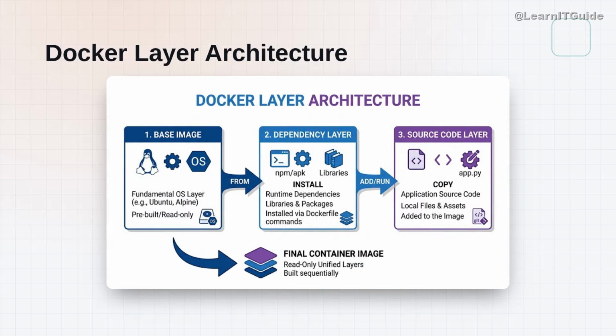Let us look at how this works internally. The base image is your starting point. Next, the dependency layer is created. Finally, the source code layer sits on top. If you change your source code, Docker sees that only the top layer is different. It keeps the base image and dependency layers completely intact and only rebuilds the final step. This is why the order of your instructions in the Dockerfile is the most important factor in build speed.